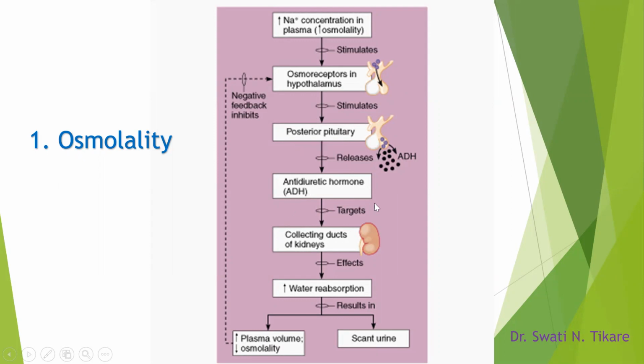So antidiuretic hormone. What do we know about the action of antidiuretic hormone? It acts on the kidneys, on the DCT and collecting duct, and it will increase water reabsorption. Once water is reabsorbed, what will happen to the concentration? It will come down. The osmolality, which was very high in the beginning, will come back towards normal. Simultaneously, what other effect will it have? It may also increase the plasma volume.